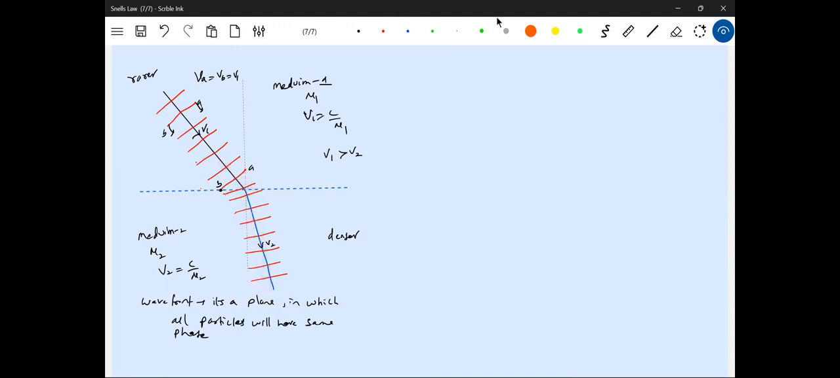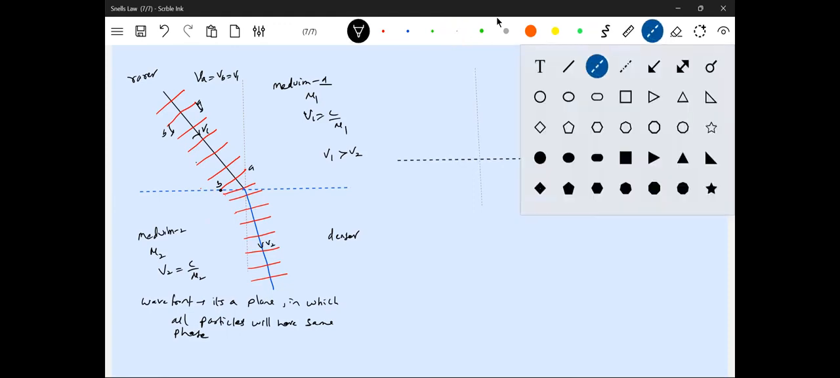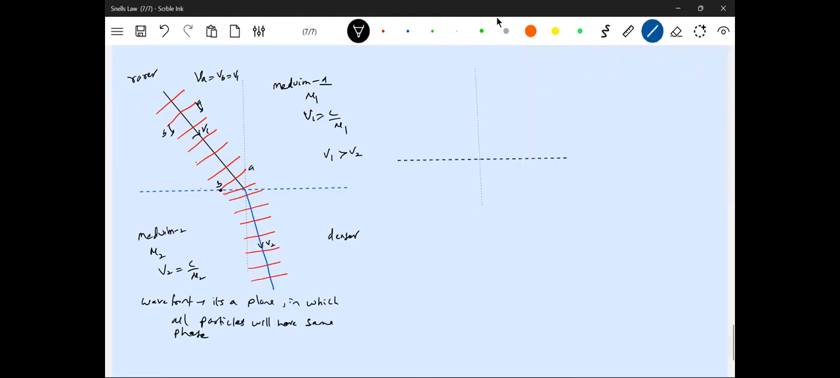I'll give a detailed diagram, since some of you may find this very difficult. There's a wave, it has entered. It is like this. Same thing, I'll magnify the diagram. You can see clearly now both will have the same speed.